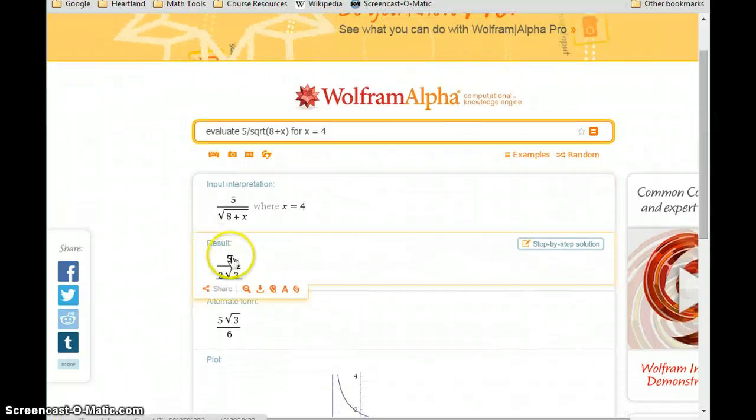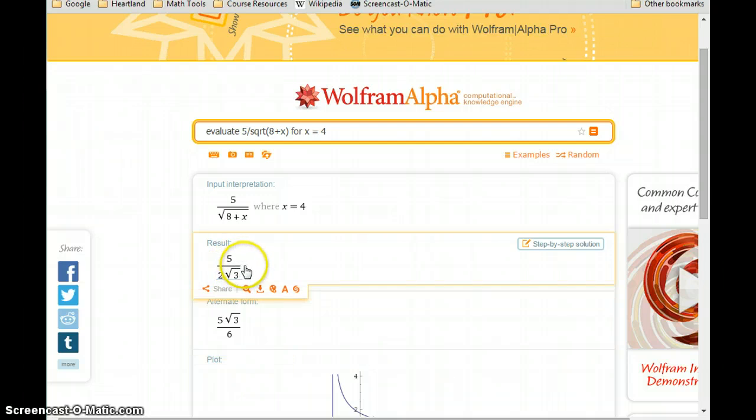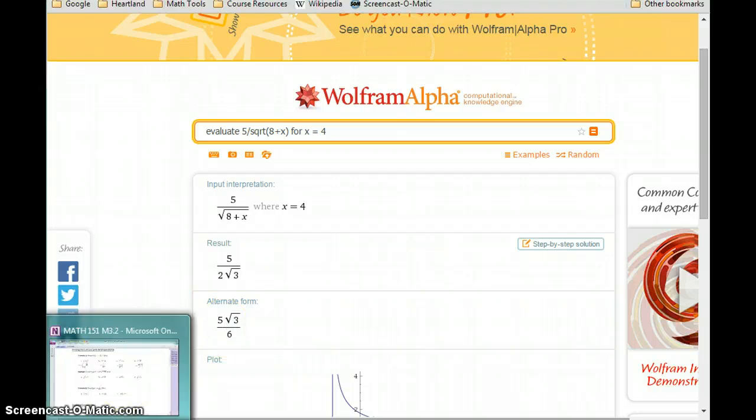And we get that result of 5 over 2 times the square root of 3, or we get an alternate form of 5 times the square root of 3 over 6. These two results are exactly identical to each other. All that's happened from one to the other is that the first has an irrational denominator, since we have that square root in the denominator. Multiplying that by root 3 over root 3 would yield 5 root 3 over 6. So this alternate form is that exact same answer but with a rationalized denominator.